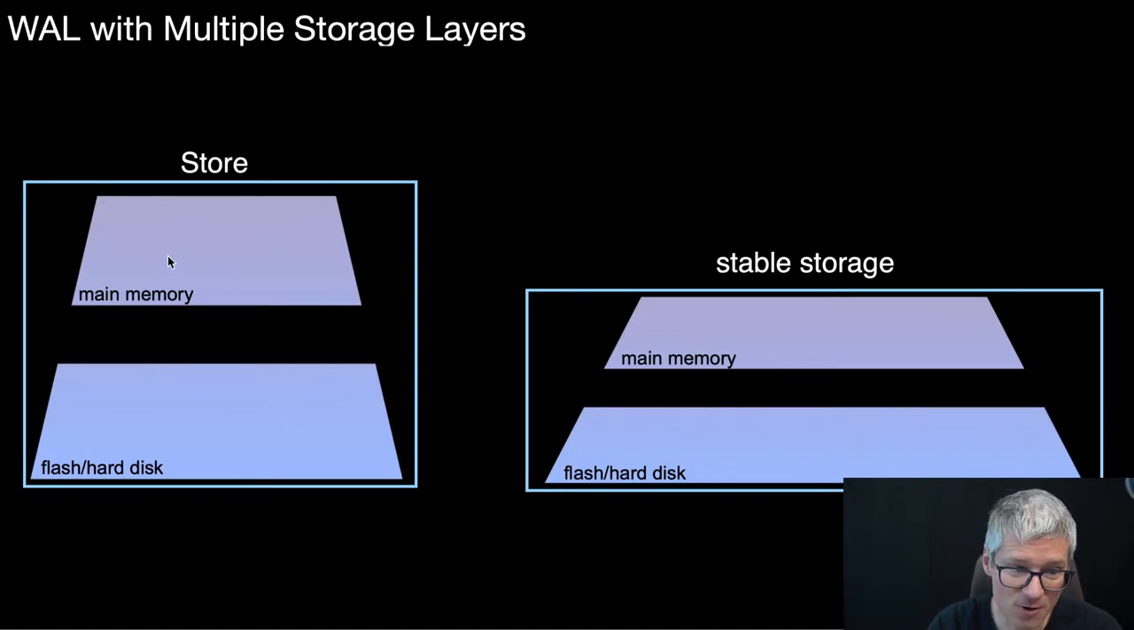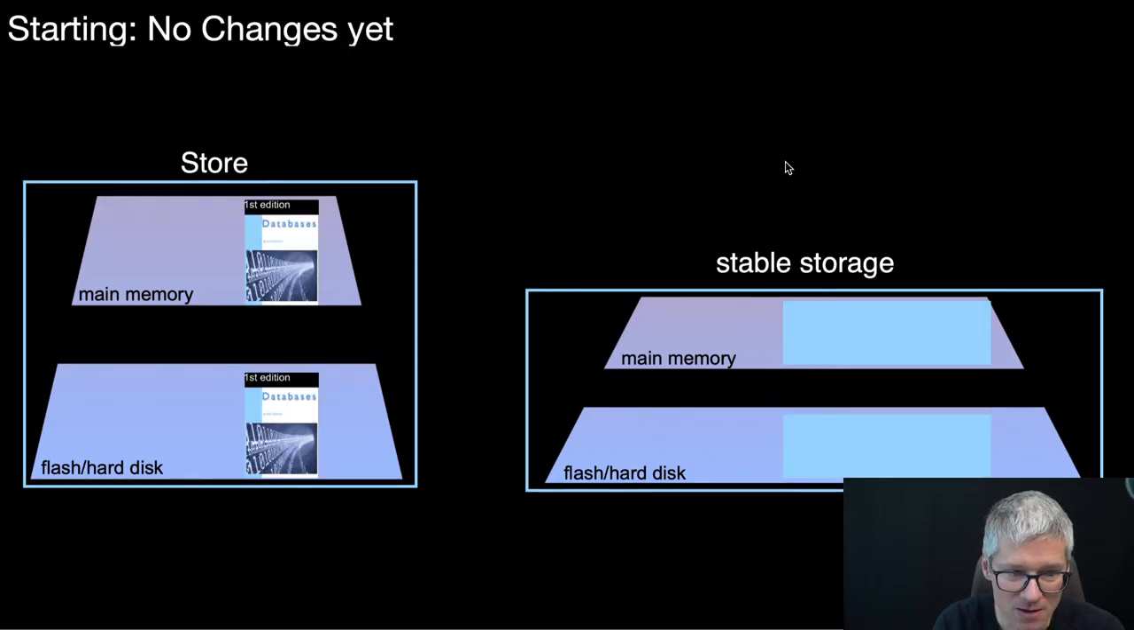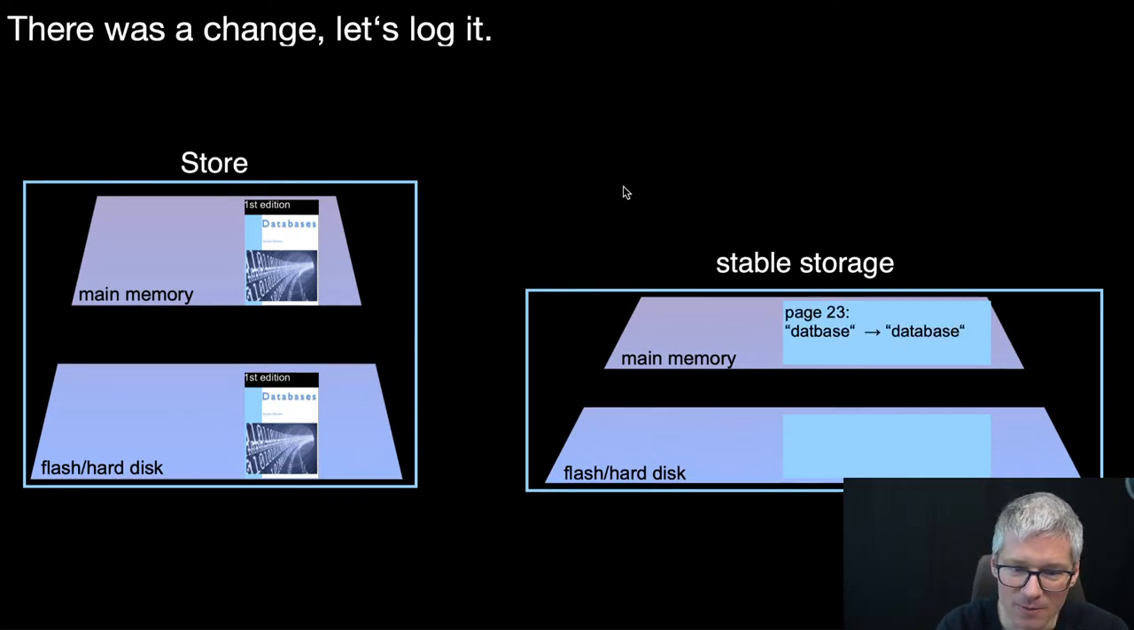So you have the store, this main memory, and flash or hard disk, and you have this stable storage where the log file is kept. And now many things may happen. When you start, let's assume that's our starting situation. We have the same first edition of this book on flash and hard disk, and in main memory, a copy of the book. Now we perform changes. So what will happen is, well, we have this change.